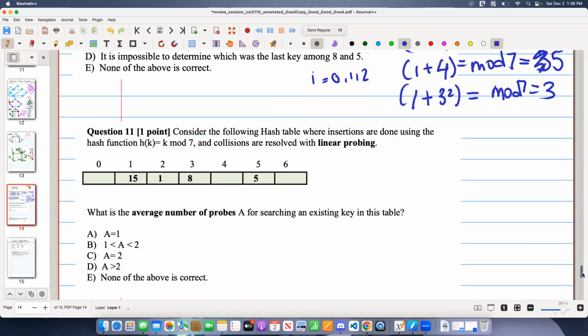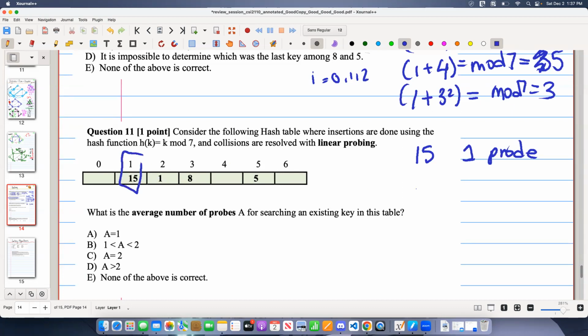Okay, considering the following hash table, you have this function, k mod 7, and it's linear. What is the average number of probes for A? We're searching for an existing key in this table. Let's say you're searching for 15. How many probes would you need? You need 1 probe. Why? Because 15 mod 7 is 1. And you know that 15 is in the 1st position.